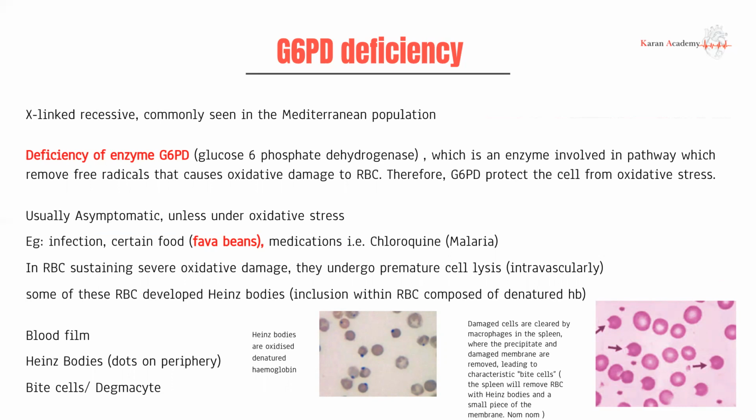So the most common buzzword on most exams is fava beans that can trigger G6PD deficiency. What is going on here? So your RBCs sustain oxidative damage. However, because you are no longer able to clear these free radicals, they undergo premature cell lysis or destruction. A common buzzword are Heinz bodies. Now, what are Heinz bodies? If you look here, these blue dots at the periphery of the RBCs, which, as you can see, are quite spherical. This is not normal. These peripheral bodies are called Heinz bodies.